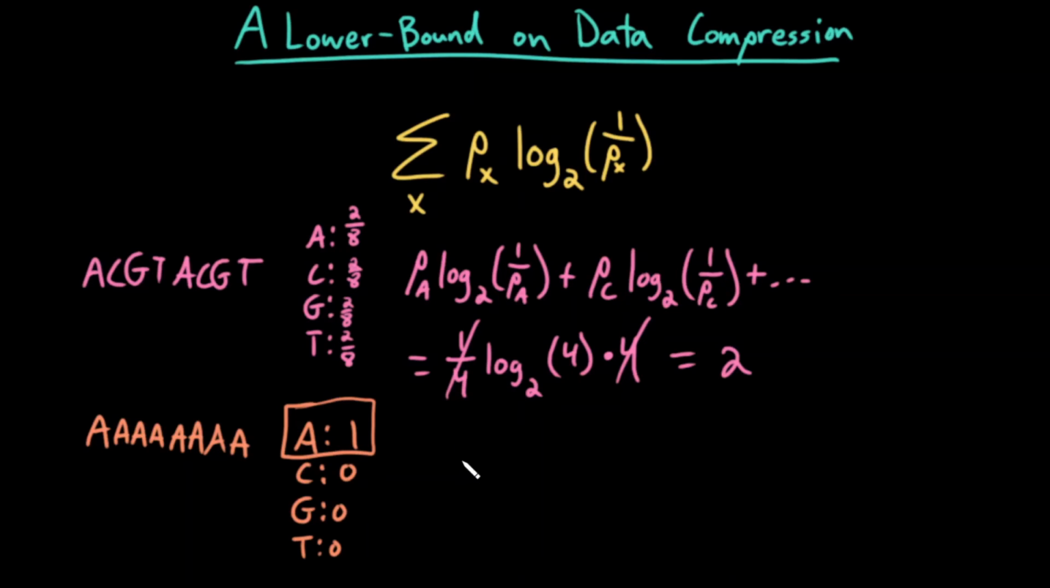My Shannon entropy would be the probability of seeing A times the log base 2 of 1 over the probability of seeing A. Again, I ignore all zero probabilities. So this is just 1 times the log base 2 of 1, which is 0. So I don't need any bits per letter of this message. Basically, this message, each character doesn't give me any information. So the Shannon entropy of this message is 0. The Shannon entropy of the previous message is 2.